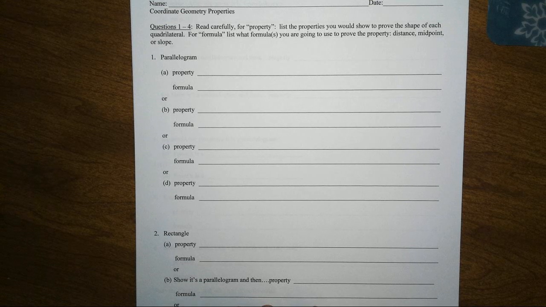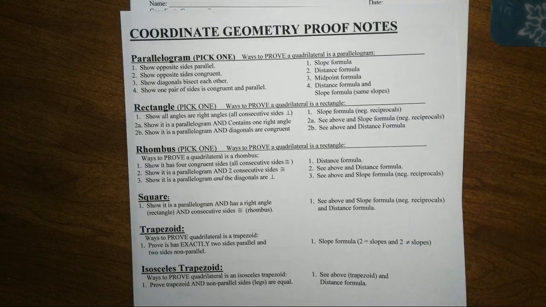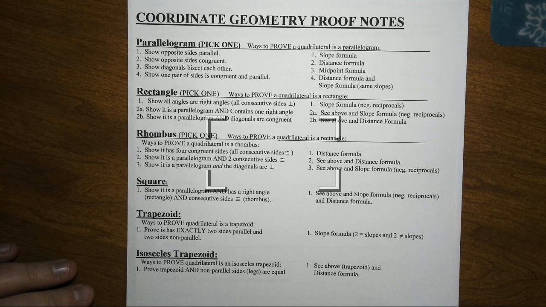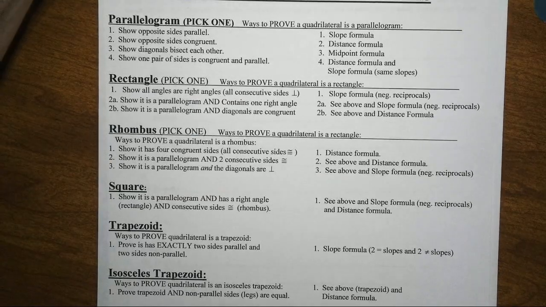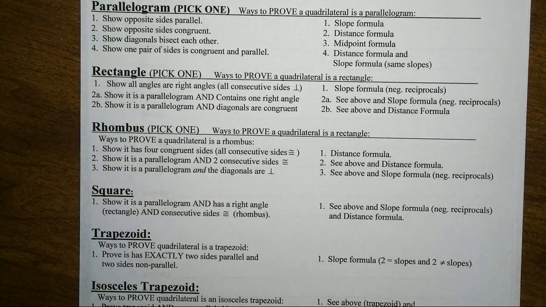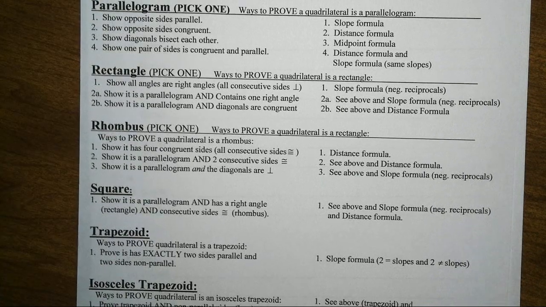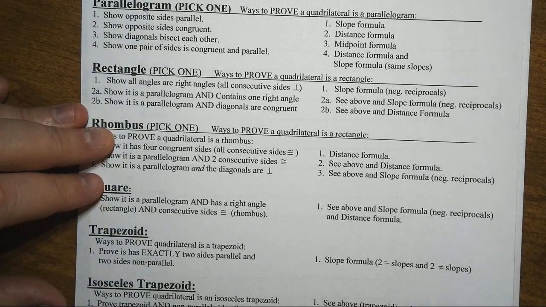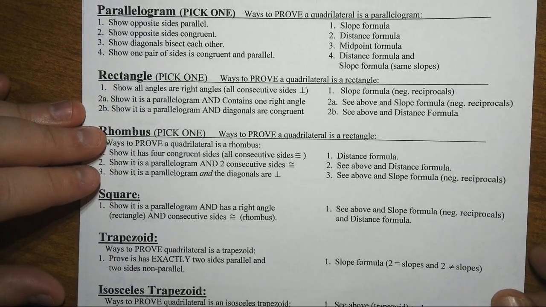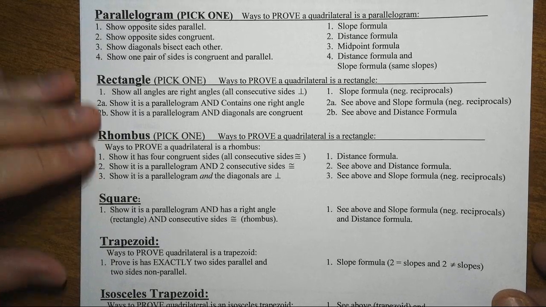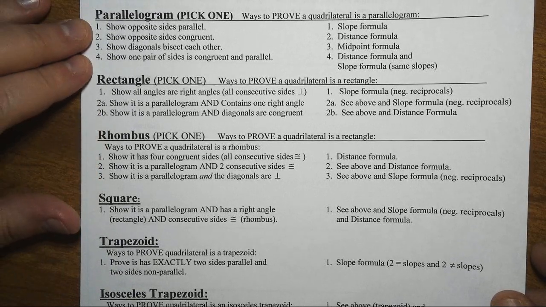All right, so starting up with some coordinate geometry proofs. And one thing you guys got today was the coordinate geometry proof notes. So these notes go through how to actually show a shape is a parallelogram, rectangle, rhombus, square, and trapezoid. So when you're doing coordinate geometry proofs, to show something's a parallelogram, there's 4 options.